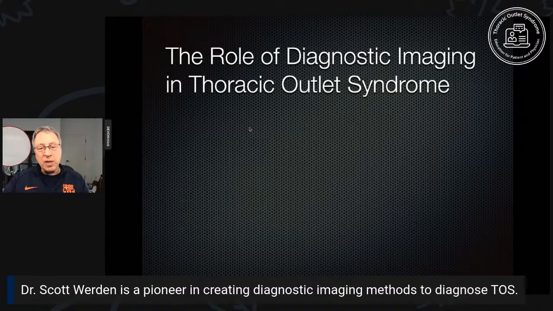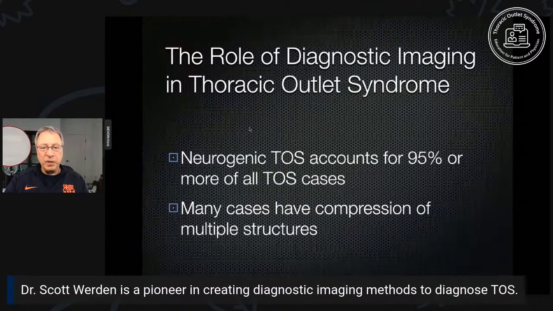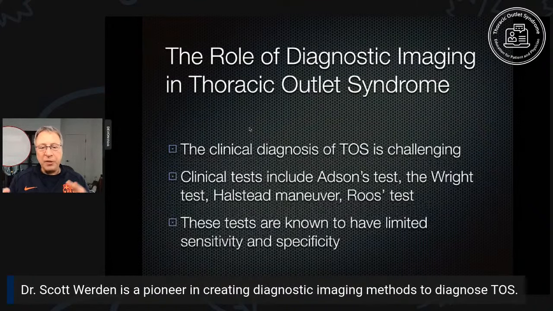Now, by far, the most common is neurogenic. 95% of all cases of TOS are neurogenic. These are the cases that are tough to diagnose, and that's why imaging becomes more and more important in neurogenic TOS than in the other types of TOS. But bear in mind that when we see a patient with neurogenic TOS and we see compression or tension of the brachial plexus, we often see some compression of the arteries and the veins. Therefore, it's pretty important to get an idea of all the structures that pass through the thoracic outlet if we're going to do imaging.